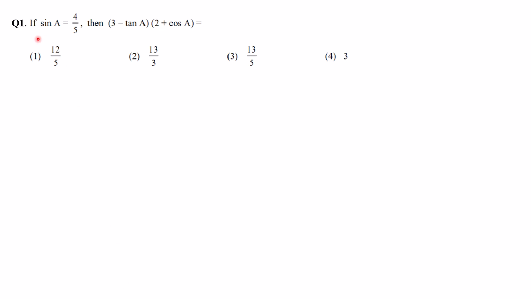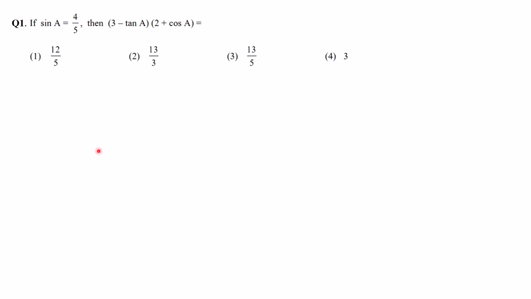Now question number 1. If sin A is equal to 4 by 5, then you have to find the value of (3 minus tan A) into (2 plus cos A). Now this sin, tan, all these things you have already studied in trigonometry in grade 10, isn't it? So if sin A is given as 4 by 5, we have to first find the value of cos A and tan A, then only we can calculate this complete value, isn't it?